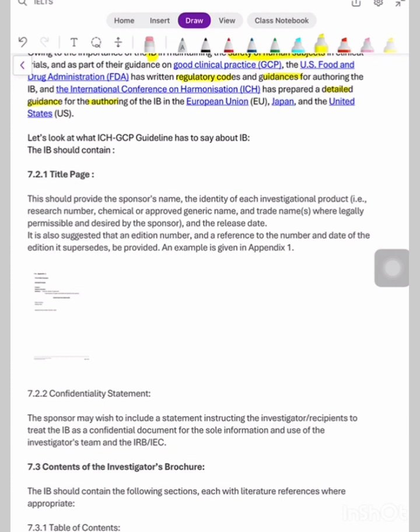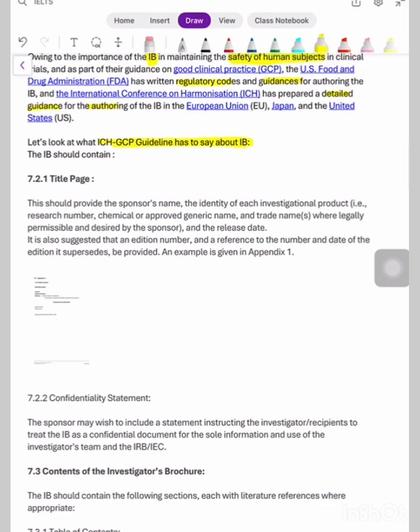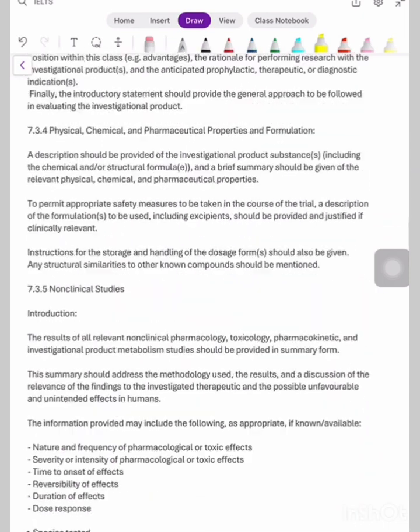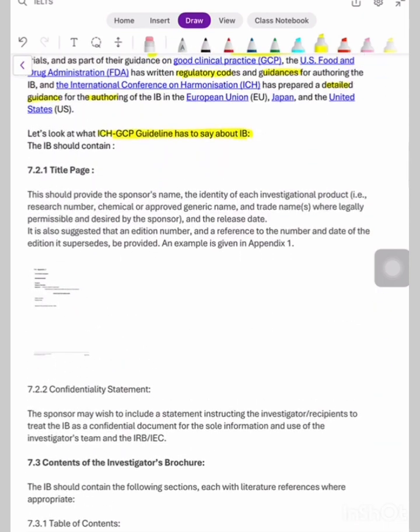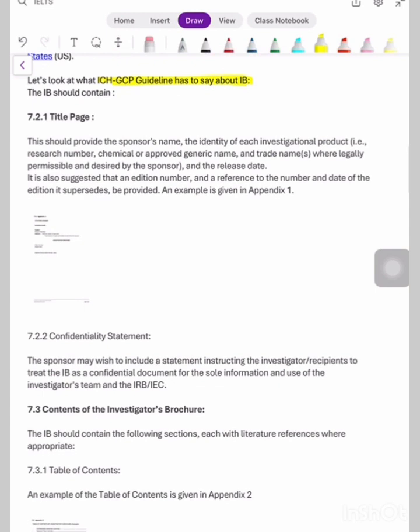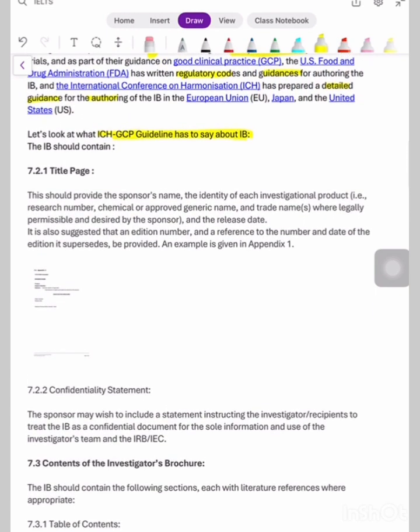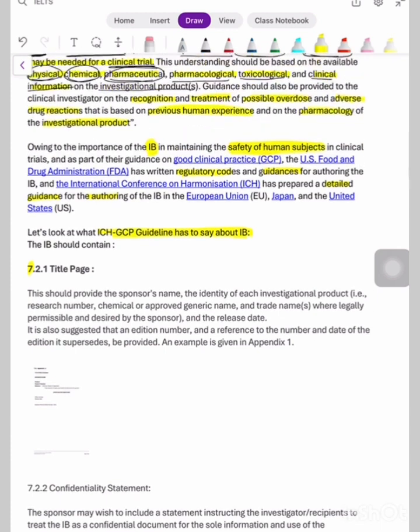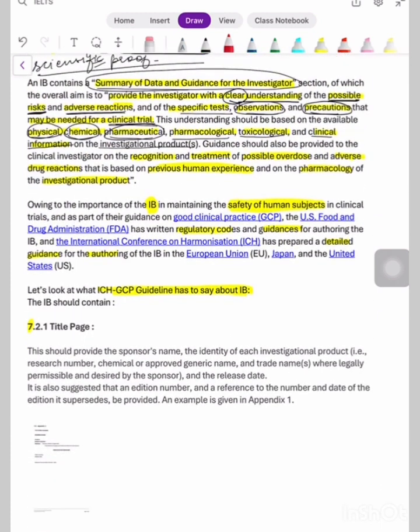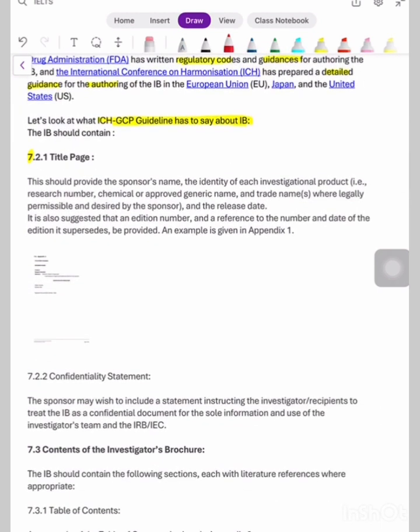So let's take a look at what the ICH GCP guideline has to say about the IB, and I think it's a very detailed form. It's a very comprehensive guideline in itself about the IB. It has a whole section in ICH GCP, I think E6 is the guideline, and section 7 contains information about the IB. You can look it up yourself. So we'll study this in the next lecture with a fresh mind. What all things does ICH GCP say about the IB?